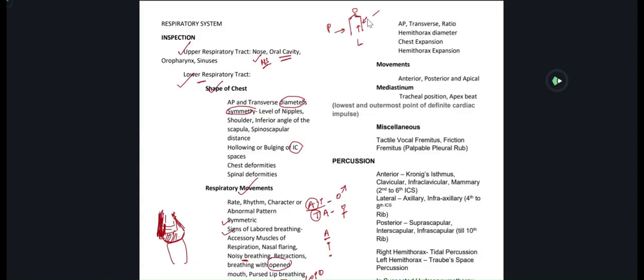We make this person hold two cardboards like this, okay? And we measure from this cardboard to that cardboard. We find out the AP diameter. Then for the transverse diameter, again, we make the patient hold the cardboards here, one cardboard and the other cardboard on the other side. From one cardboard to the other, we measure the transverse diameter. Then we take out its ratio. It has to be 5:7, which is normal.